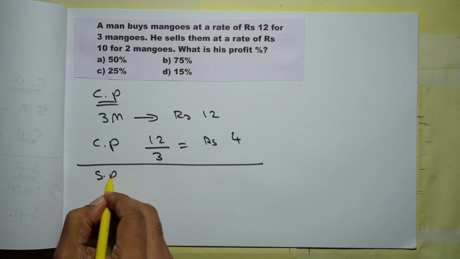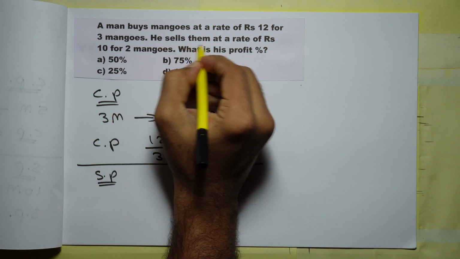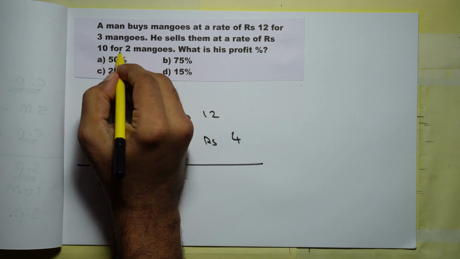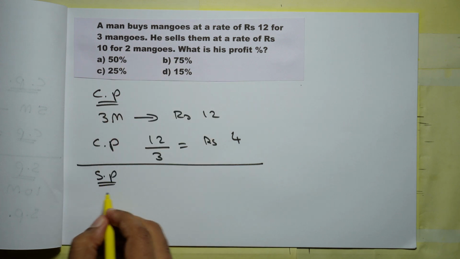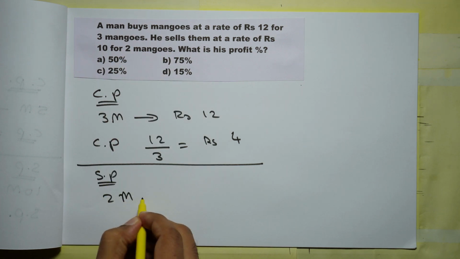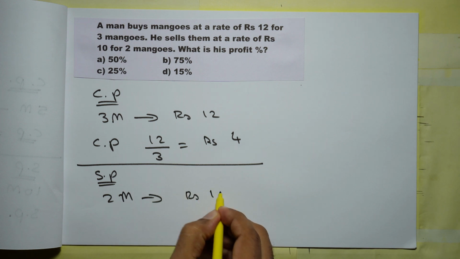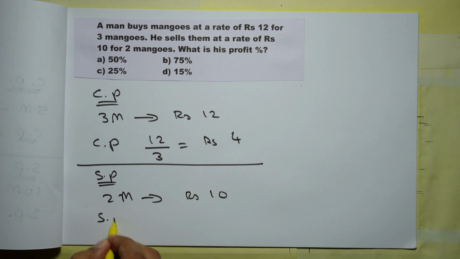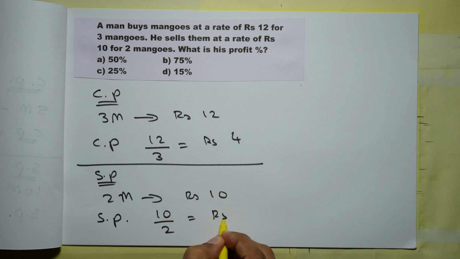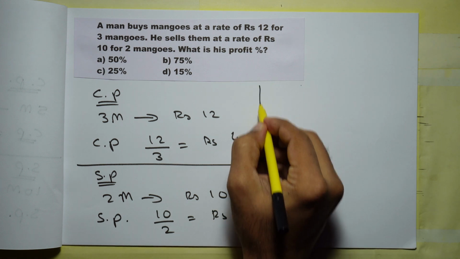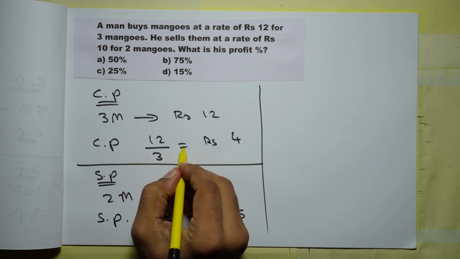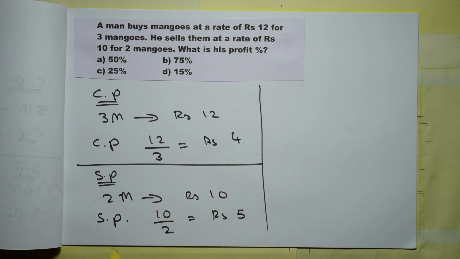Next we'll calculate the selling price. He sells them at a rate of rupees 10 for 2 mangoes. So for 2 mangoes he collects rupees 10. So we'll calculate the selling price per mango. That is 10 rupees for 2 mangoes. So the selling price is rupees 5. So his cost price per mango is rupees 4 and he sells them at rupees 5. Then what will be the profit percentage?